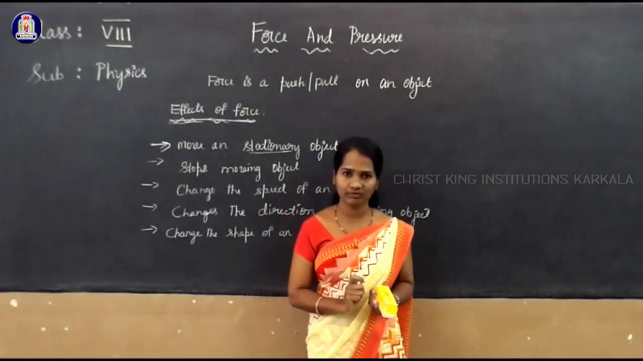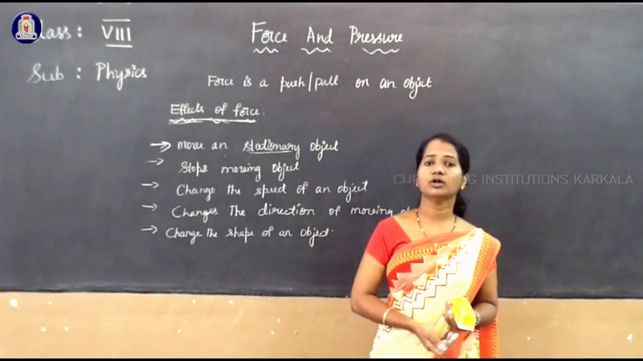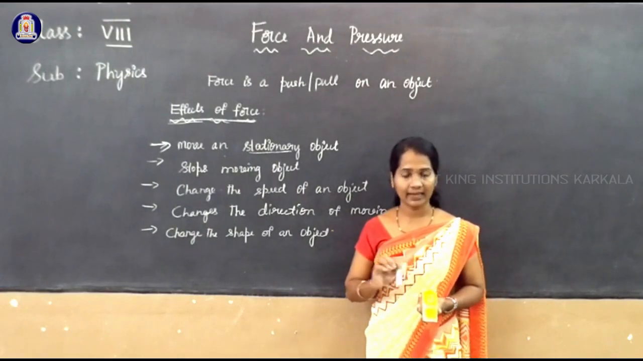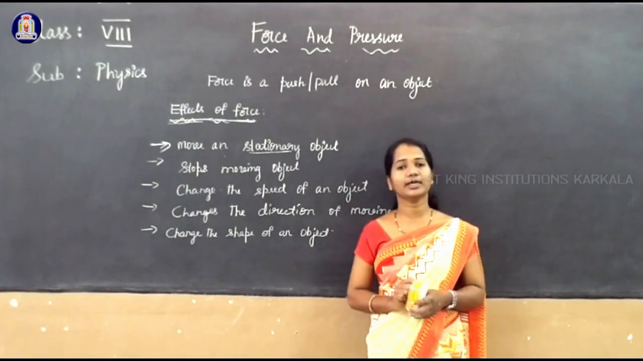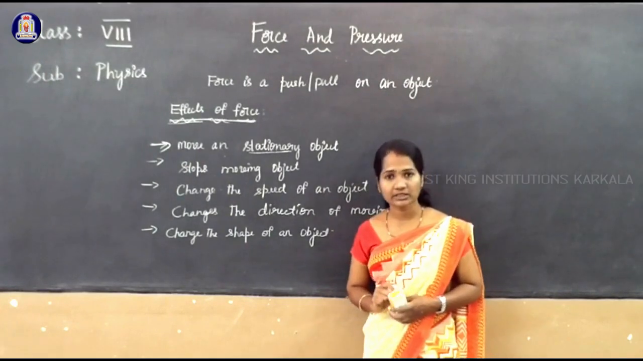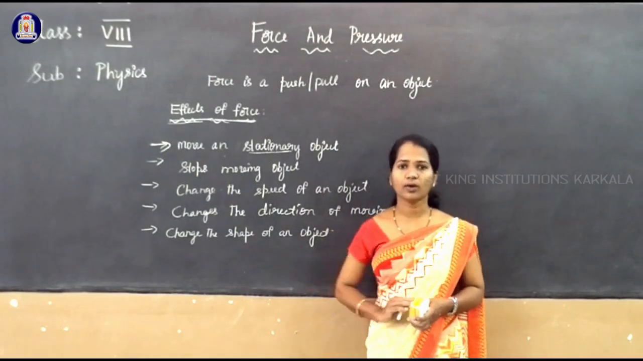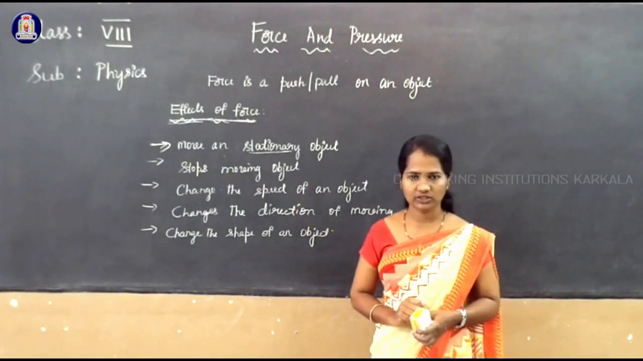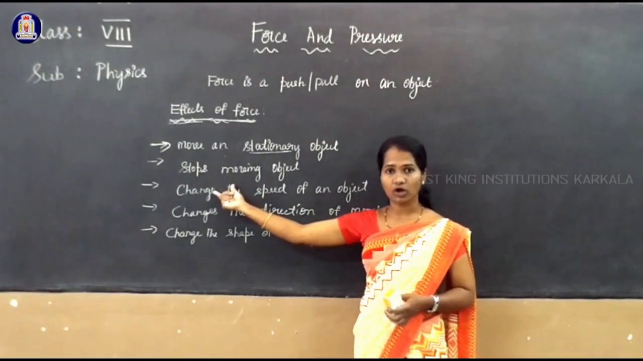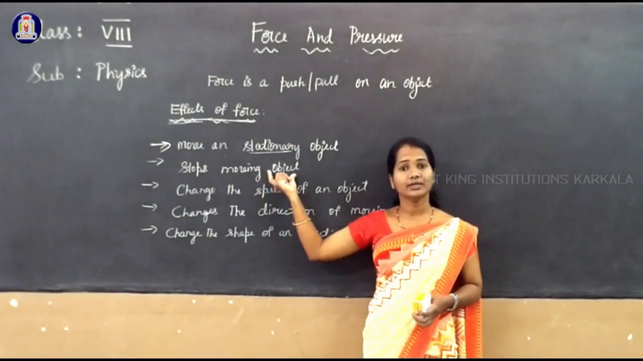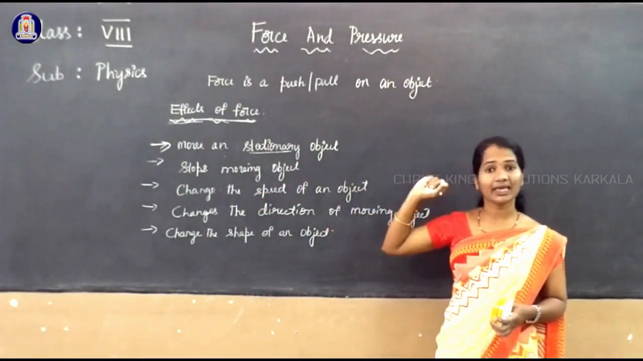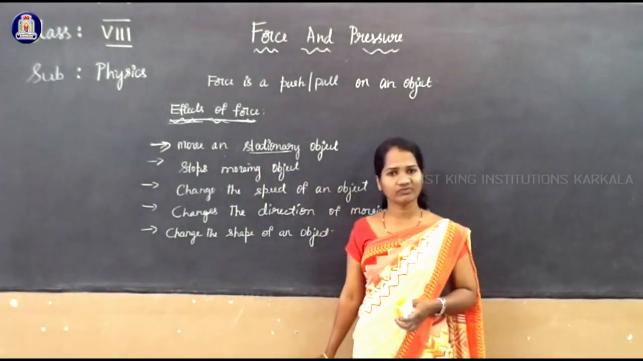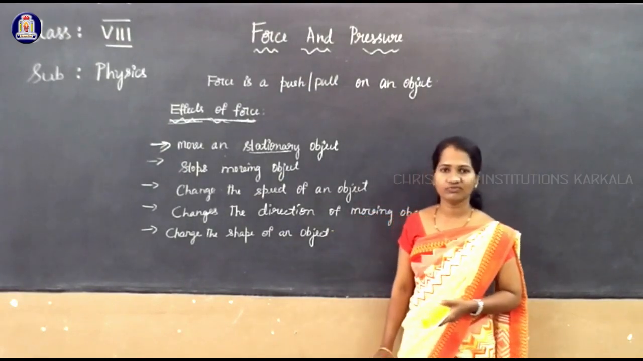One more example I can give. In a vehicle, when the driver applies the brake suddenly, applying the brake is nothing but applying force. When the driver applies the brake suddenly, the bus or vehicle stops. It suddenly comes to the stationary position. So force can stop a moving object. We can make a moving object come to the stationary position by applying force. This is another effect of force.